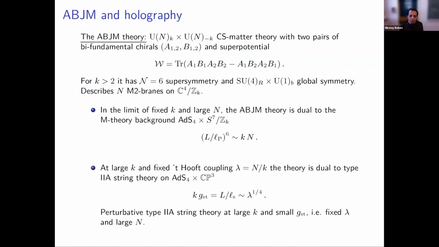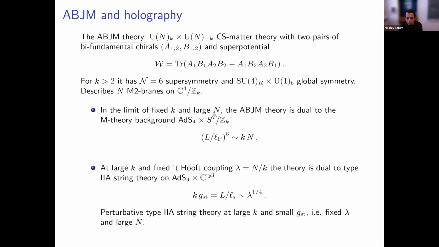You can do something else which mimics the usual limit of a 't Hooft coupling being large or small in a large N gauge theory. And this is to define something that looks like a 't Hooft coupling, lambda, which is N over k, and then take both N and k large and keep lambda fixed. In this case, you're essentially exploring a different bulk dual, a different supergravity dual to the same model, which is type IIA string theory on AdS4 times CP^3.